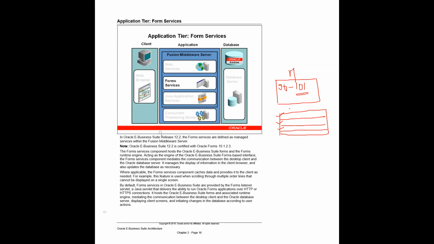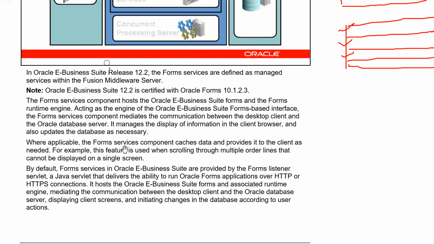So what is the use of form services? Basically, it caches the data. So you may scroll down, and it caches this information. That's what he's telling. Wherever applicable, the form services component caches the data and provides it to the client as needed, like when you're trying to scroll through multiple orders.